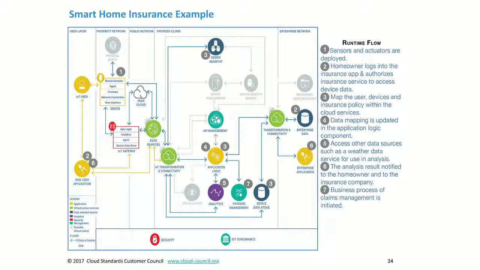Number 3, actually, this is where your application logic, by using that, you map the user, device, and insurance policy within your cloud service. So as Eric mentioned, the middle, the provider cloud is the one, that's where your insurance service is running, and application logic will do the mapping to user, device, and insurance policy. Once you have this mapping or linkage established, then you will do the data mapping, which is actually in your device registry. It will have the information about your device.